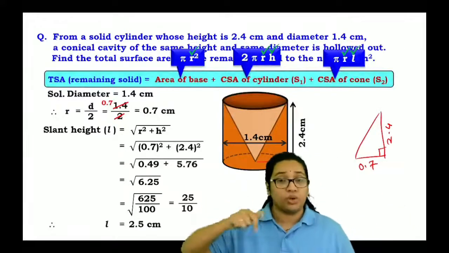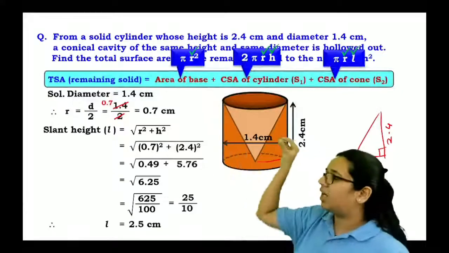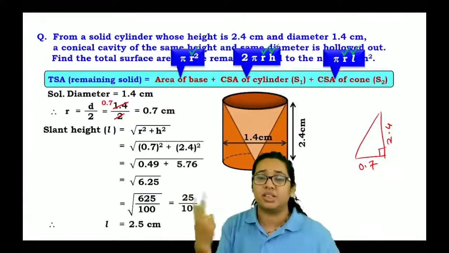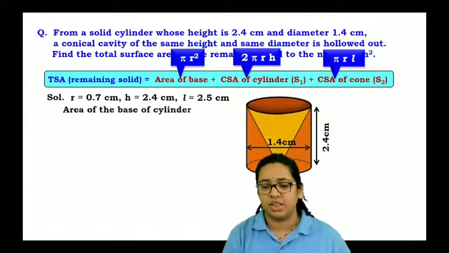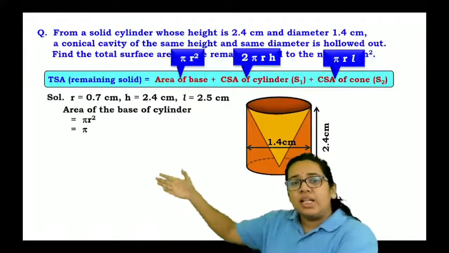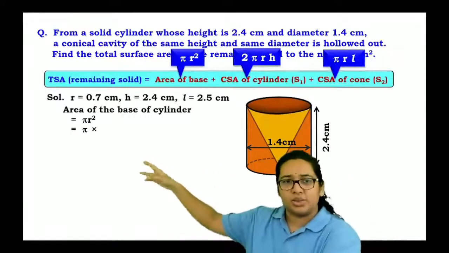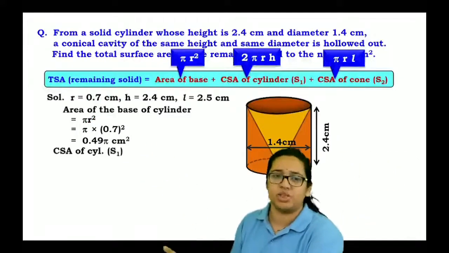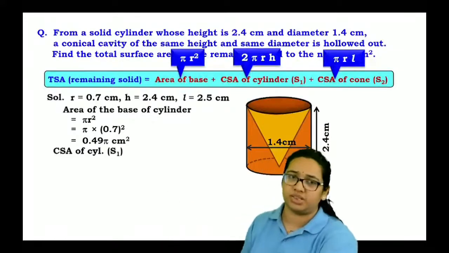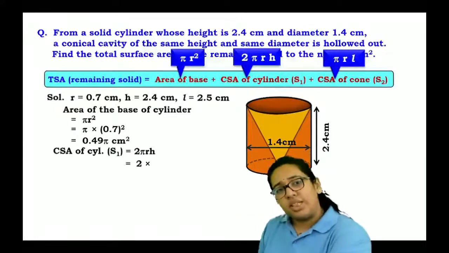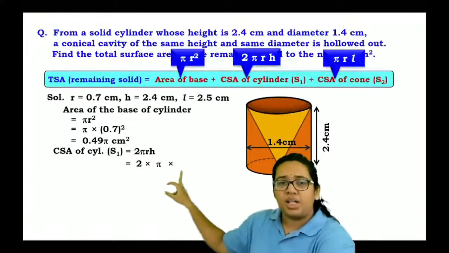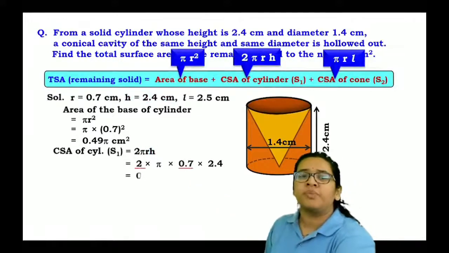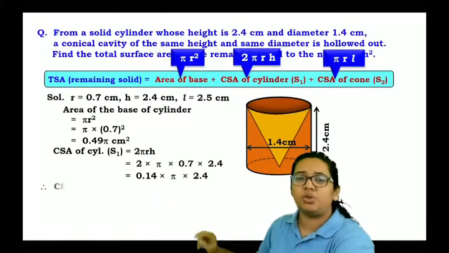That is, slant height will be 2.5 centimeter. Done up to this. So now you have all the required values. You just have to put those values in this formula, so we can find out the area, the curved surface area, and all the other cases. See, the area of the base of the cylinder is pi r square. So pi into 0.7 square, which will be 0.49 pi square centimeter. Curved surface area for the cylinder will be 2 times pi into r, which is 0.7, and h is 2.4. That is 0.14 pi into 2.4.